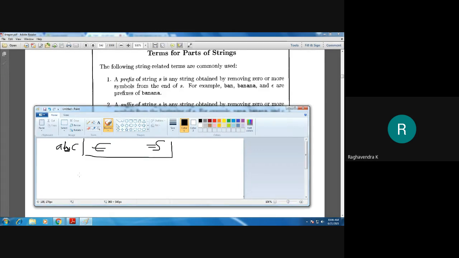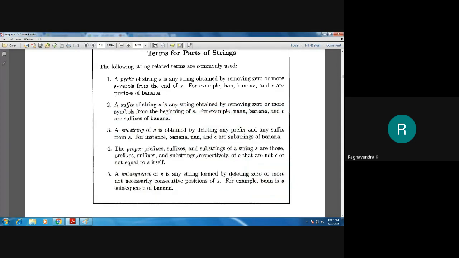For example, ABC itself is not a proper suffix or prefix or a substring. But AB is a proper prefix. A is a proper prefix. Similarly, BC is a proper suffix. C is a proper suffix. All of these, whatever I have mentioned, including B now, is a substring. Got it? So this is what proper suffix, proper prefix, and proper substrings are.